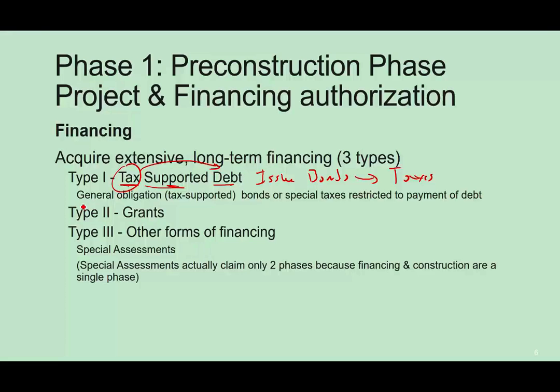So it's basically a general obligation. Simply put, a bond, and we'll talk about bonds a little bit more. A general obligation or special tax is restricted to the payment of the bond. So this is one way for them to raise money. Another way for them to raise money is through grants. What's a grant? Basically, another government, let's call it a generous government, giving you the money. Or another form of financing such as special assessment.